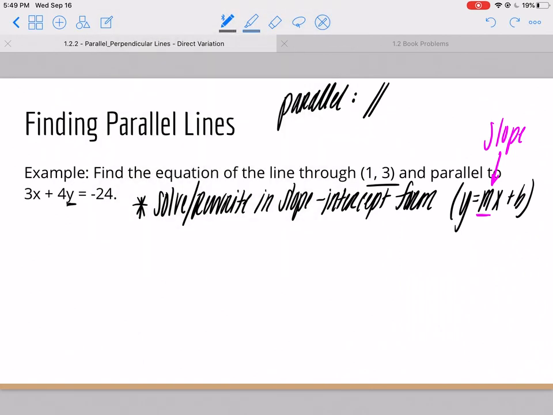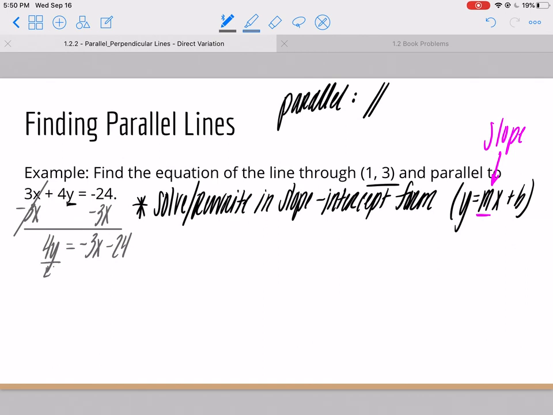So first things first, I would have to move the 3x to the other side. So I would subtract that. Now, instead of writing negative 24 minus 3x, I'm going to put the negative 3x in front, and that is because I know that I want the m times x term in front. So negative 3x minus 24.